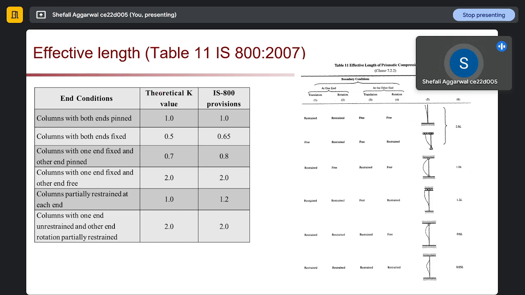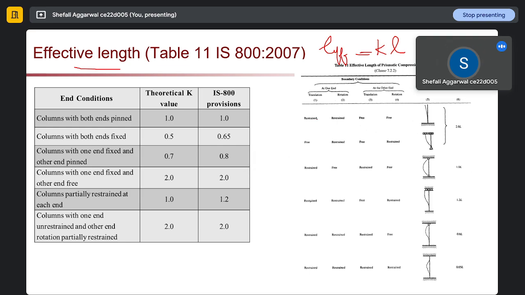So we talked about what the different factors are. One of the factors is the length of our column. So how do we calculate the effective length of the column? The effective length of the column, L effective, is given by K into L, the total length. This total length we already know.